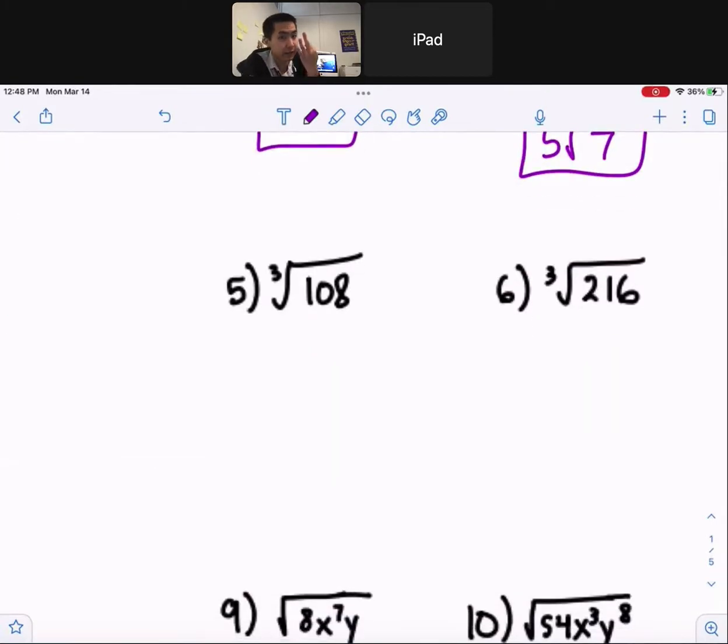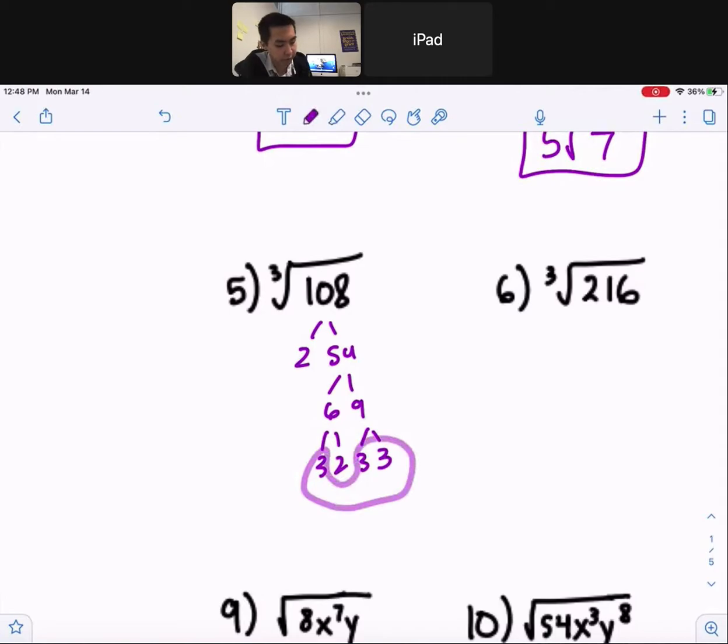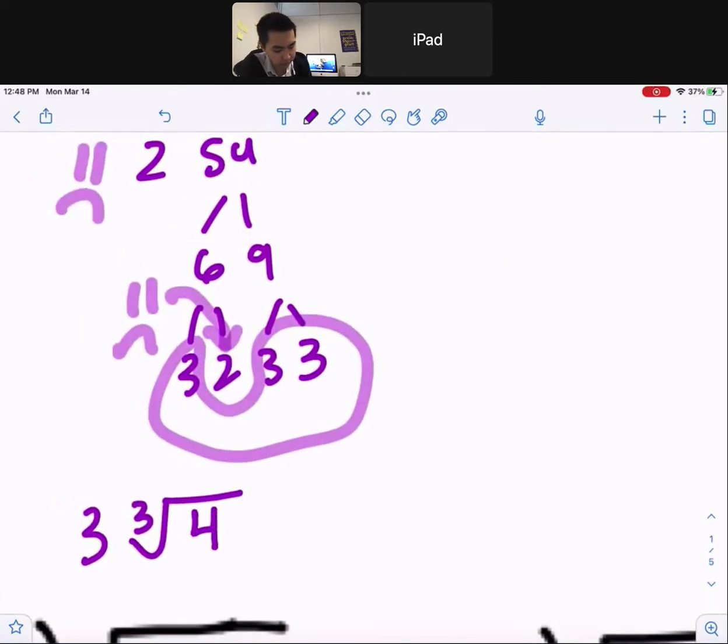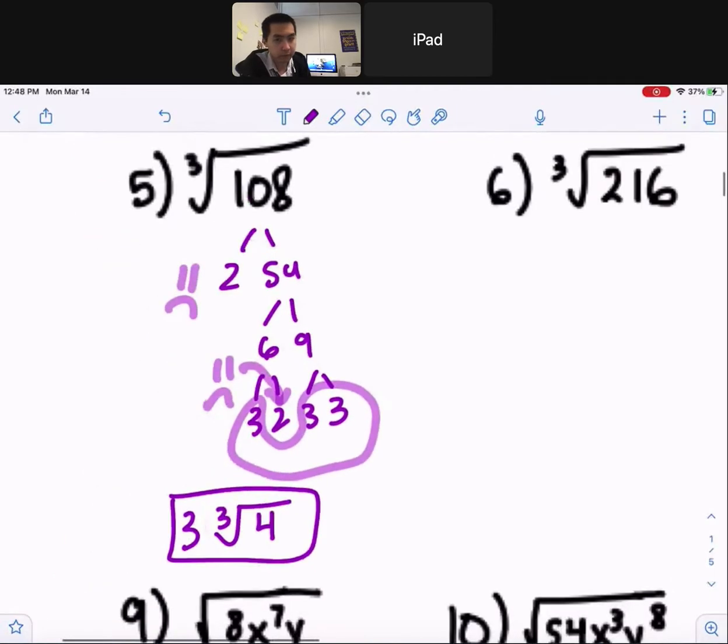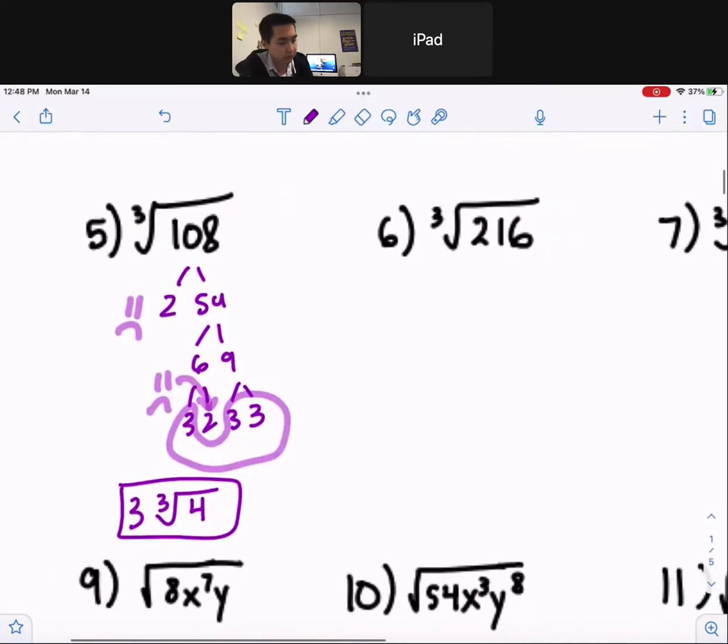Now, this has an index of 3, so now we're trying to find groups of 3 of something. So 2 times 54. 6 times 9. 3 times 2. 3 times 3. So we have a group of 3 threes, and we got a leftover of that 2 and a leftover of this 2. So it's going to be 3 cube root, and the 2 leftovers, 2 times 2, on the inside would be 4.